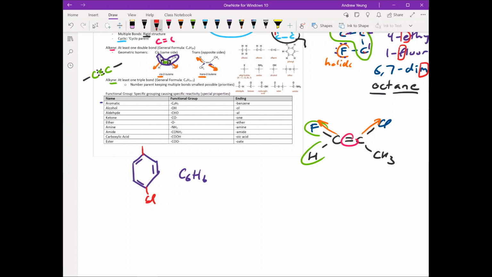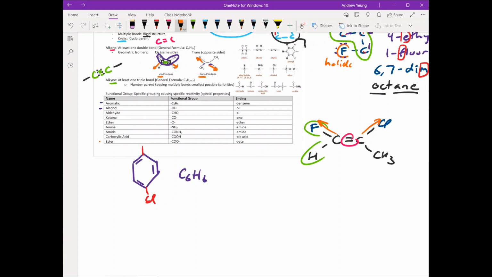Okay? For alcohols, they all have the special grouping, an OH grouping. And with OH, in the word name, they'd end up with OL, so methanol, ethanol, things like that. Just like we would have to number where the double bond or triple bond comes in, we want to number where that OH group comes in.